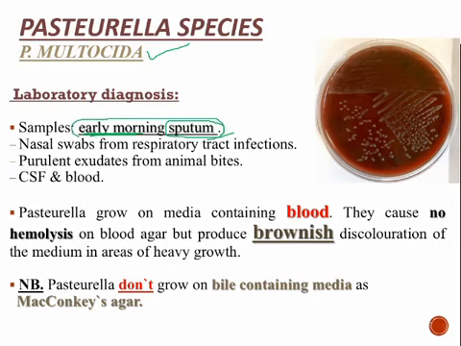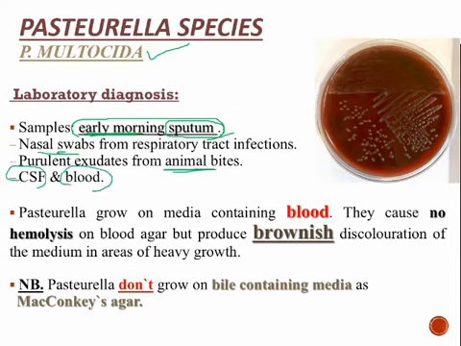The second thing, we can take a nasal swab. We can also take a specimen from the animal bites, and also from the cerebrospinal fluid and blood.